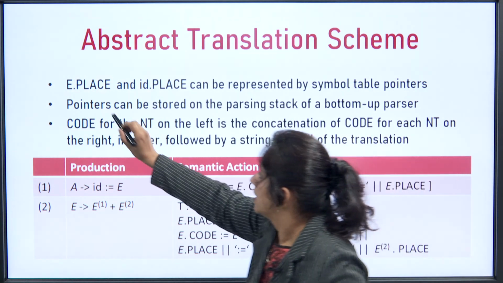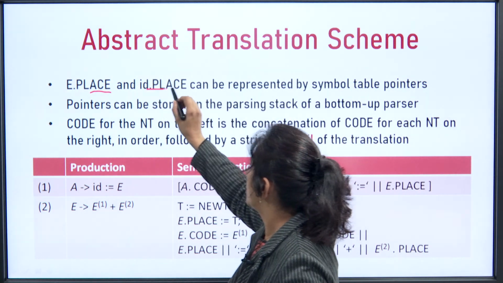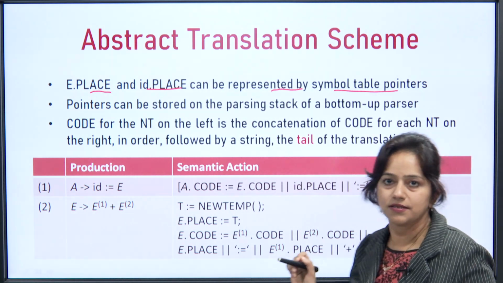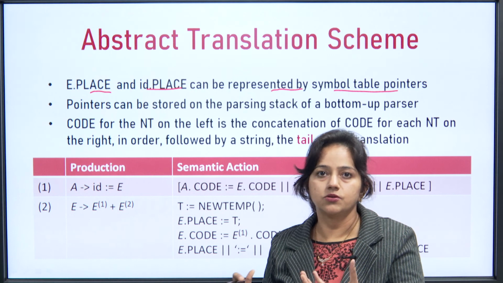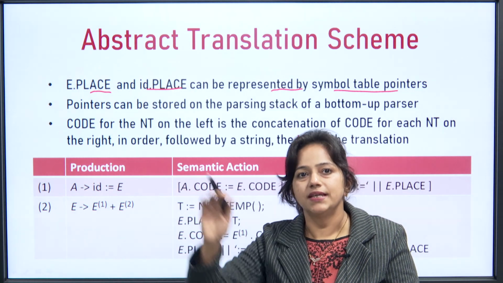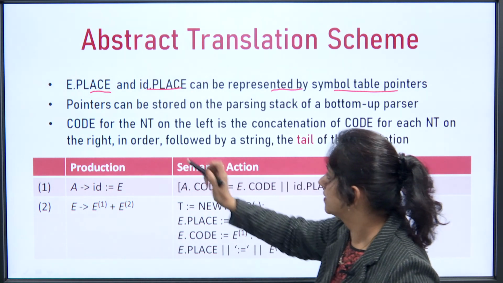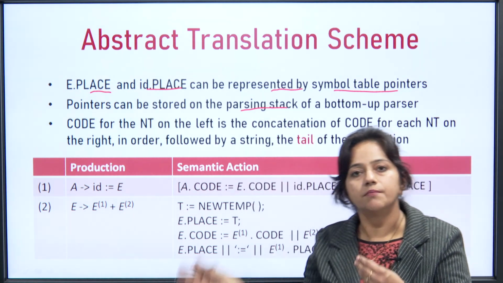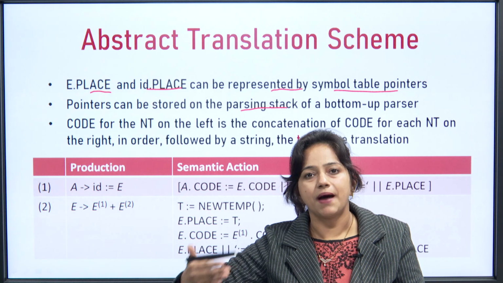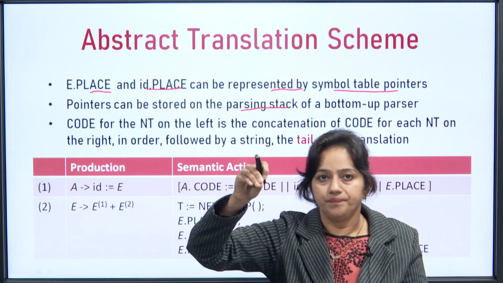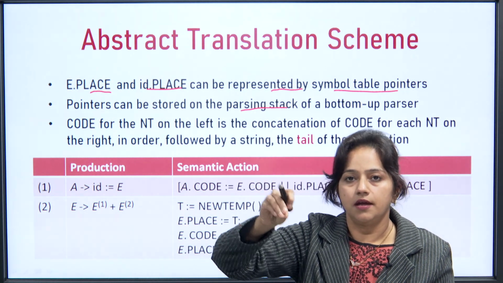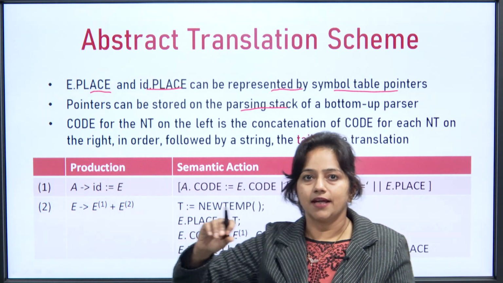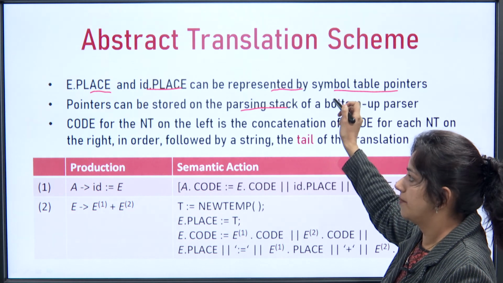Now, see here, E.place and ID.place can be represented by symbol table pointers; actually they are holders. They can be represented by symbol table pointers, and that pointer can be stored on the parsing stack of the bottom up parser. So, while doing the parsing, we put into the stack the pointer to the symbol table entry, and that is related to these pointers.